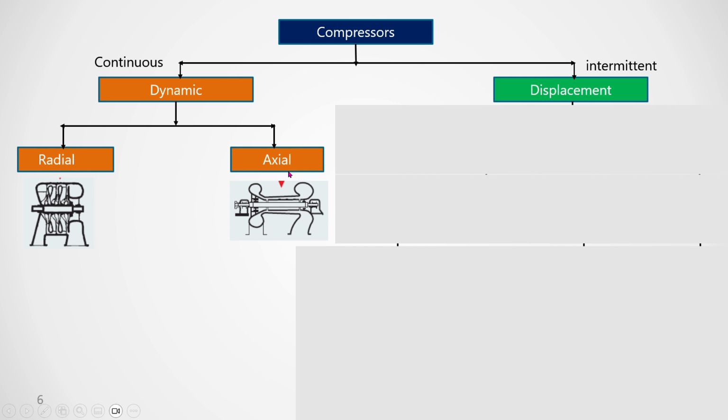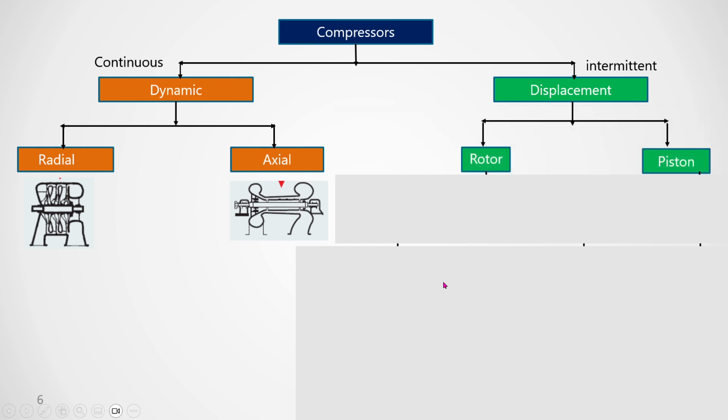Axial we have normally seen in aircraft, aeroplanes and others. We are using the axial type of compression there. Discharge pressure is less, volume is more. Here volume is more, and the discharge pressure is also moderately higher than the axial pressure. It is called the radial type compressor and is used continuously. And then the displacement type, it is rotor type and piston type.